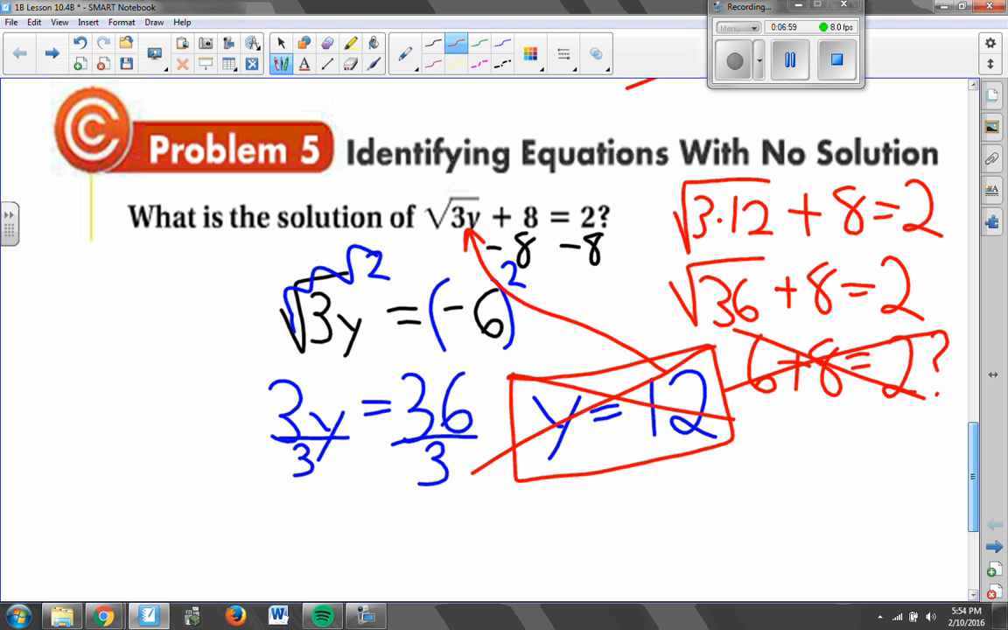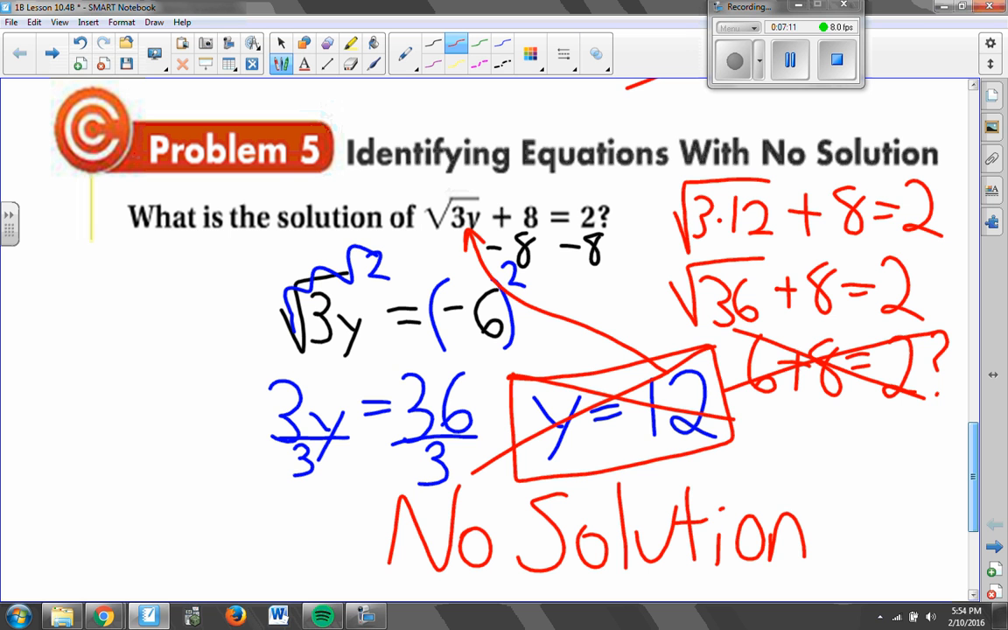6 plus 8 does not equal 2, meaning y equals 12 does not actually work. And that was the only option I had for y. It had to equal 12. It does not. So I have no solution.